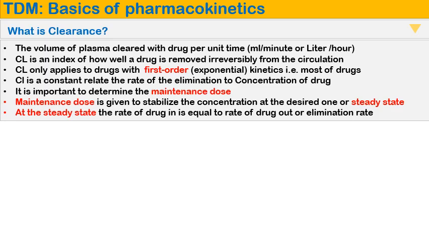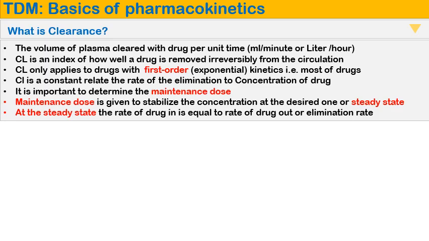Clearance is an index of how well the drug is removed irreversibly. The drug will be removed irreversibly from circulation. Clearance is applied only for first order or exponential kinetics, but not for zero order. Clearance is an independent variable and is a constant related to the rate of elimination.